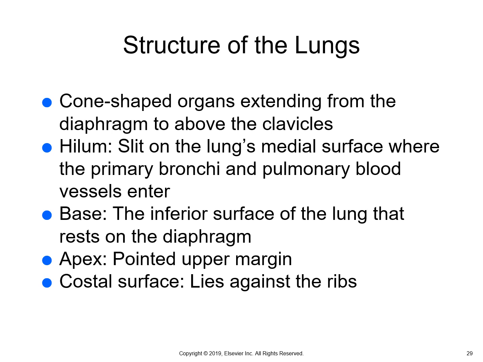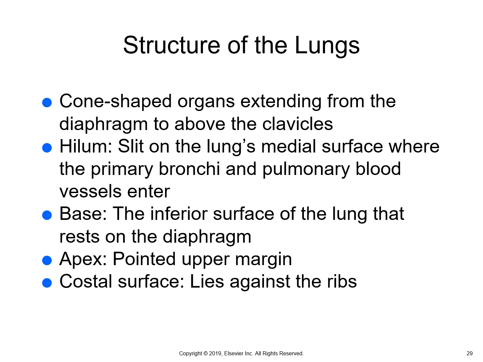All right, and then last but not least, we have the costal surface. That's the outer surface of the lungs that lies against the ribs. So the ribs are responsible for protecting our lungs, but it does allow for the lungs to expand and also contract when we breathe. So the key takeaways here are the lungs are cone shaped and they extend from the diaphragm up to the clavicles.